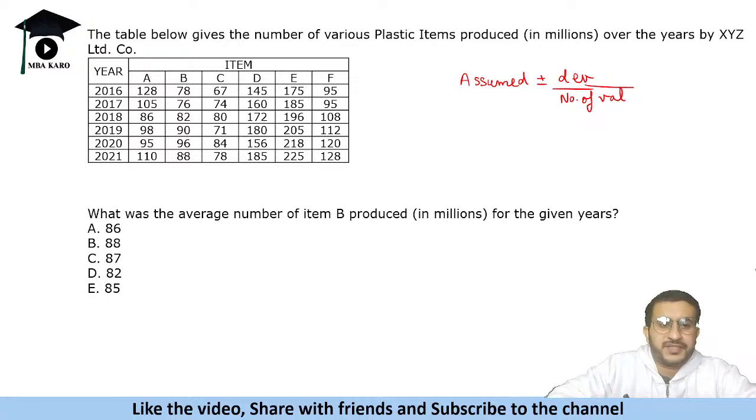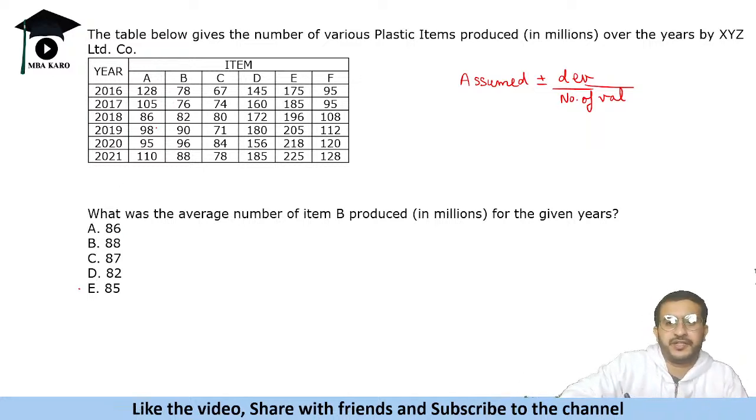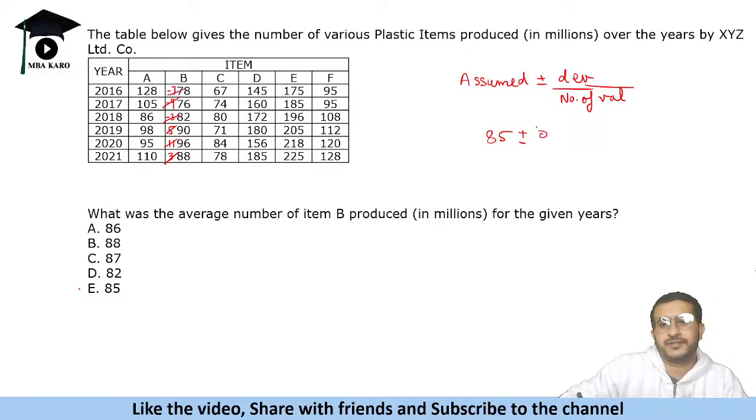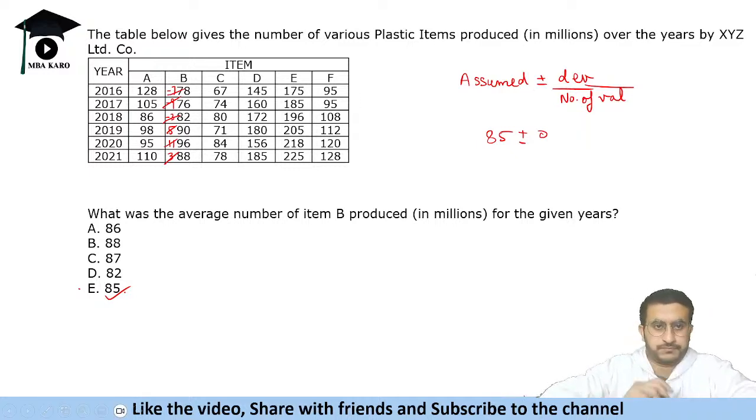Now these are numbers near 80 and 90, like 70, 80, 90. So let us assume the average to be 85. One of the options is also 85. This is minus 7. This is minus 9, minus 3, plus 5. 85 से 11 ज़्यादा है and 85 से 3 ज़्यादा है. So 3 3 gets cancelled. This is 16 and 16. And so the average is 85.